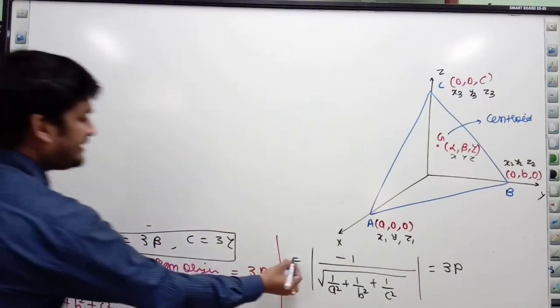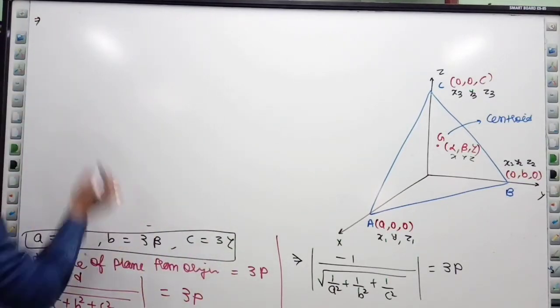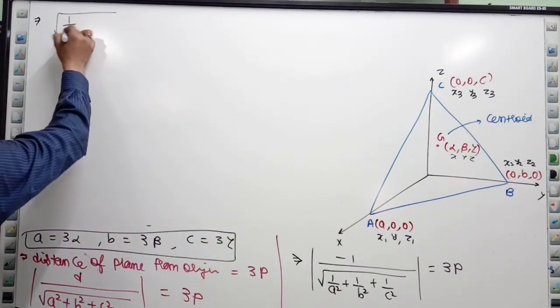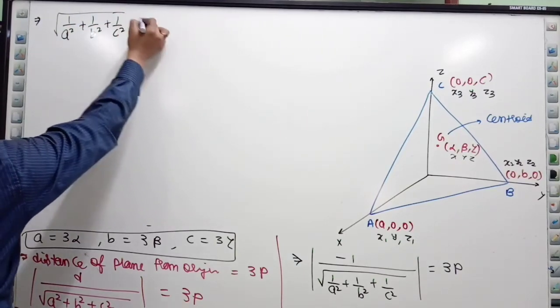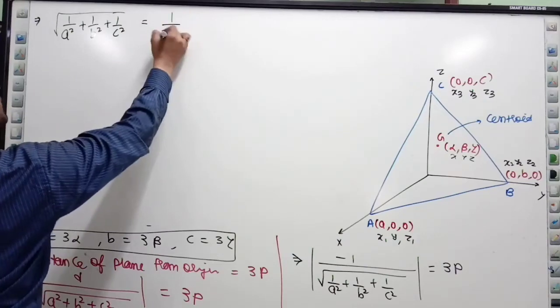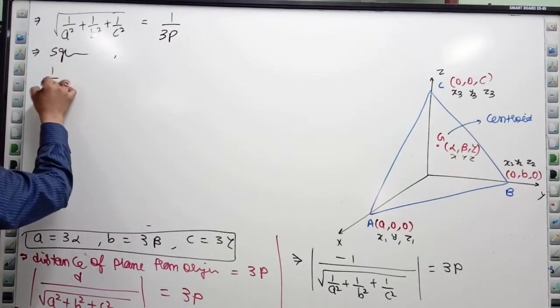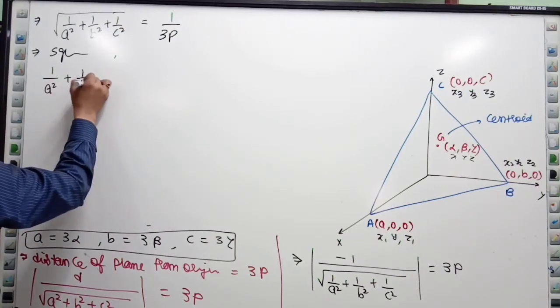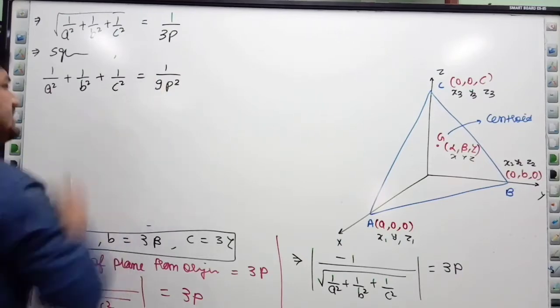So what I can write, taking reciprocal: 1 upon a square plus 1 upon b square plus 1 upon c square equal to, 3p is 1 upon 3p. Now squaring both sides, 1 upon a square plus 1 upon b square plus 1 upon c square equal to 1 upon 9p square.